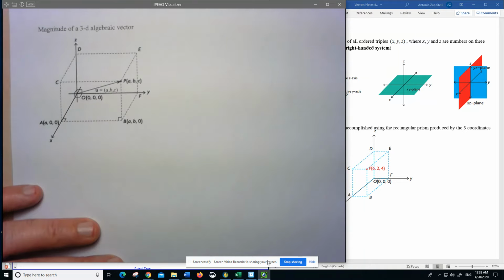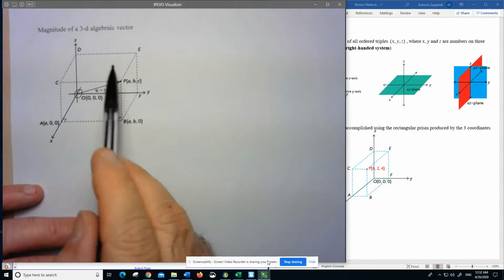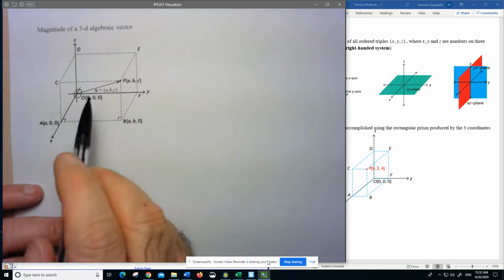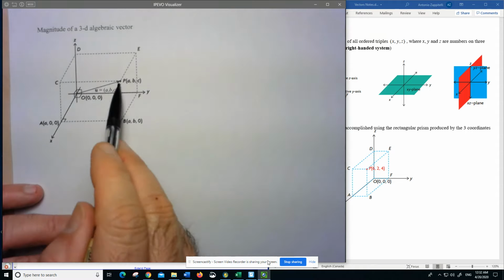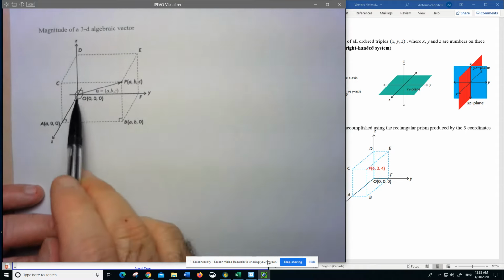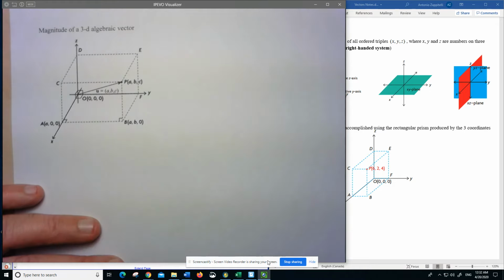One of the homework questions, one of the assignment questions. In fact, something that you would have done back in grade 9. You would have solved this problem not in the context of vectors, but finding the length of a diagonal of a rectangular prism, because that's what the magnitude of this vector represents, the diagonal of this prism.